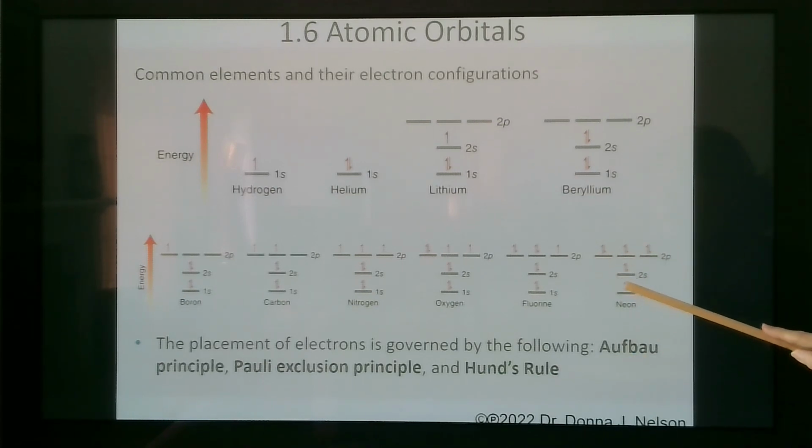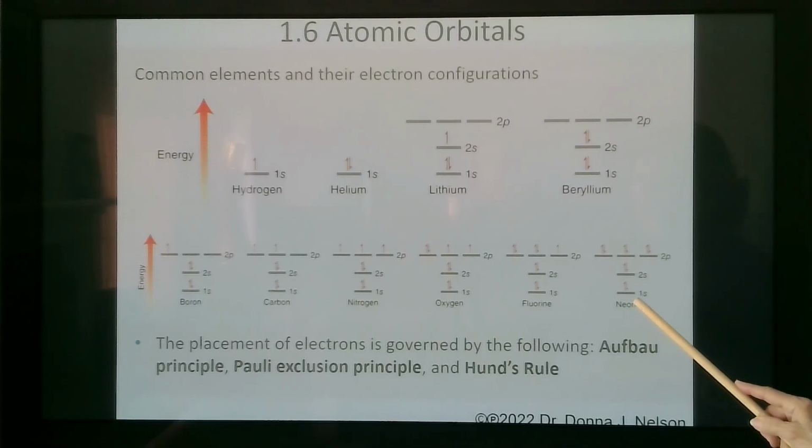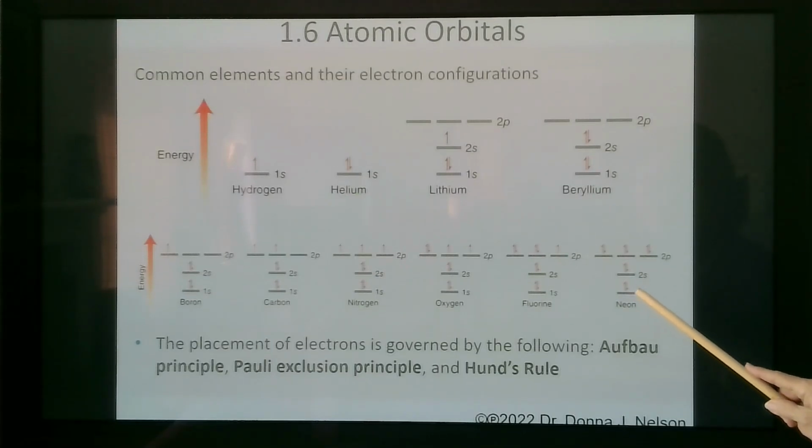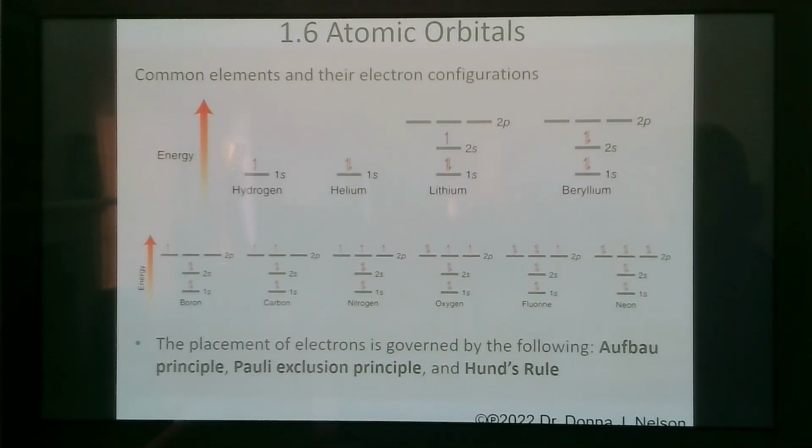So now you have the second period with the stability of the filled octet, 2, 4, 6, 8 electrons. And you also have the stability of the filled 1s orbital. So neon is very unreactive. It's one of the noble gases.